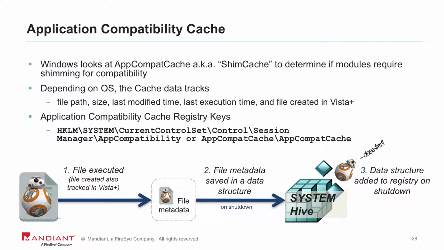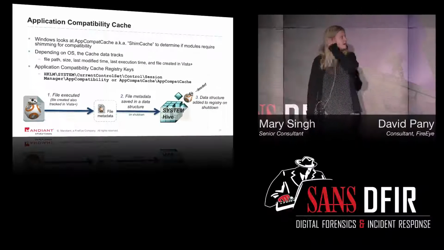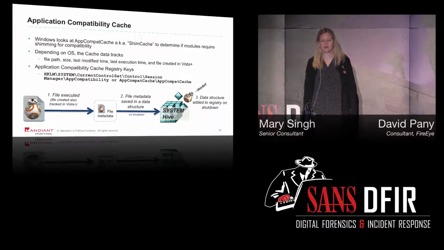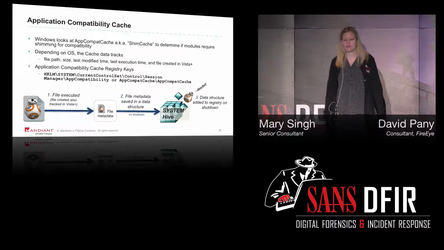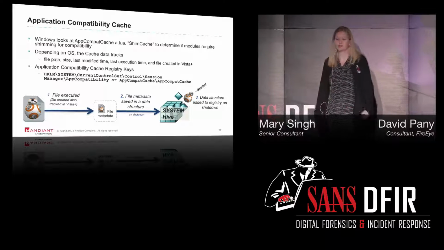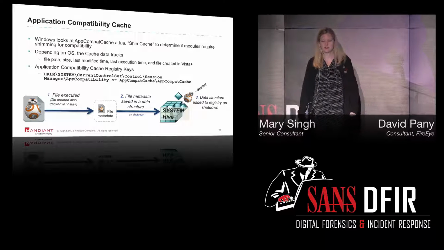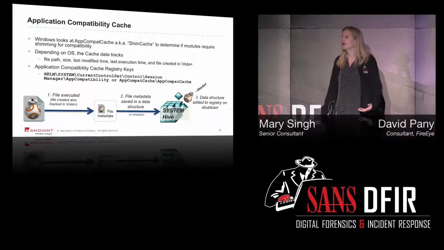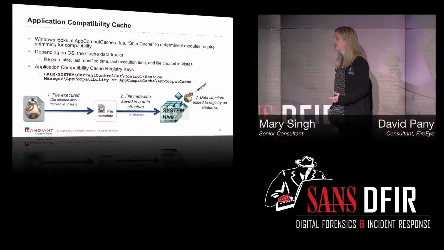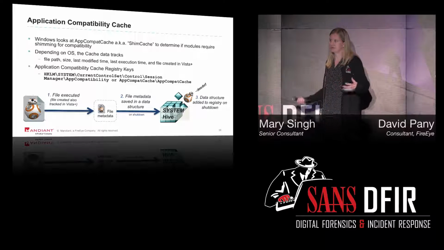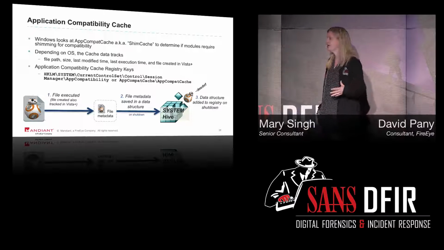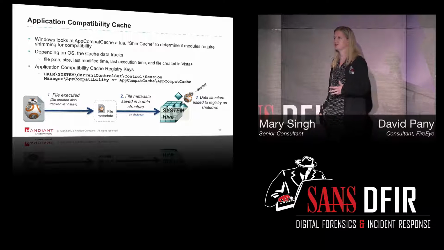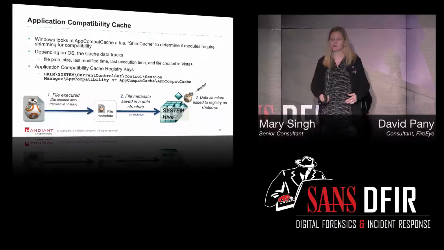All right, so next is app compat cache. I had a whole talk on this in SANS DFIR 2013, so look it up if you want more details. Best conference ever. But it really is like shim cache. We use it on every host we analyze at Mandiant. We always look at the app compat cache or shim cache. It records all kinds of good information like last modified time and last execution time, recorded in these keys. The way it works is when a file is executed or created in Vista plus, that file metadata is put into a data structure in memory, and then when the system is shut down, that data structure is written to the system registry hive.